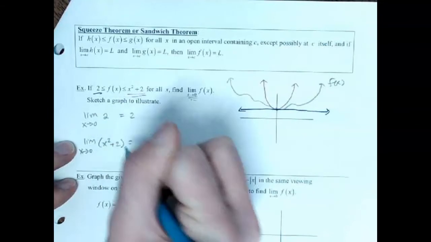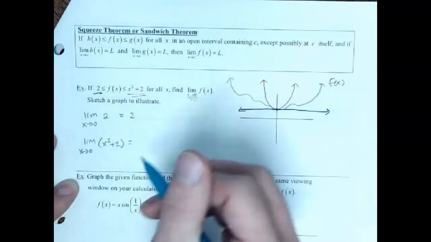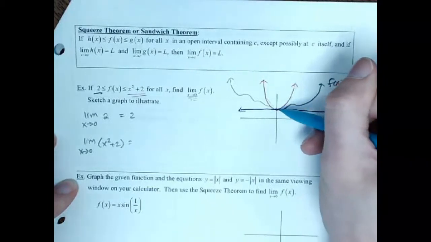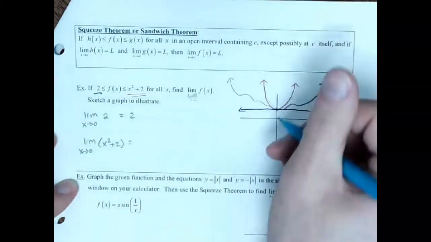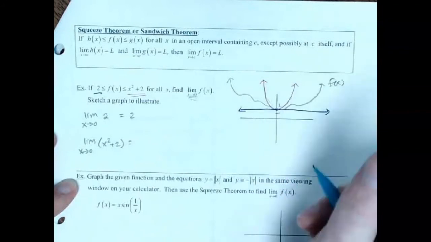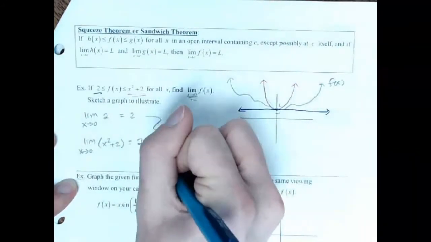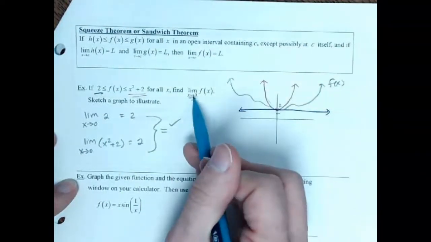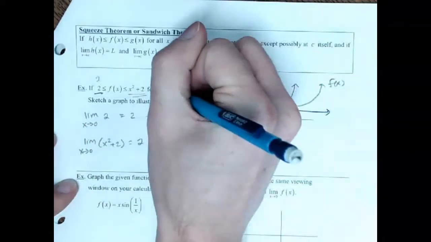This one you could directly evaluate by plugging it in, or you could look at the graph, the limit from the left, the limit from the right. They're both approaching that same point, and that point is at a y value of 2. So that's really nice, right? The bottom function and the top function around 0, those both have the same value.